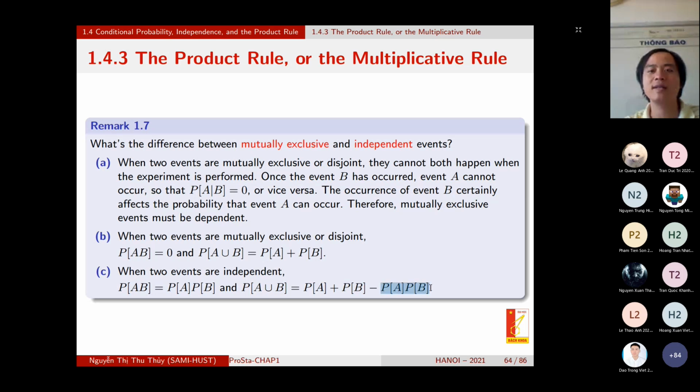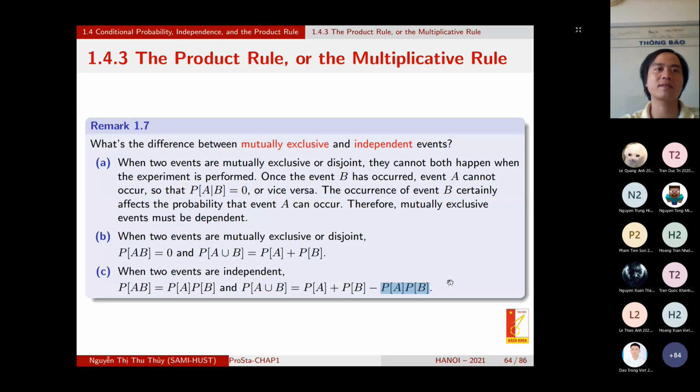Okay, if they are disjoint, this part must be 0. But here, when they are independent, we don't know that. That means from the independence of events, we don't know if they are mutually exclusive or not. But from the mutually exclusive events, we say that they are not independent. That's for sure. So we should not mix the two notions. Mutually exclusive is very different from independence.